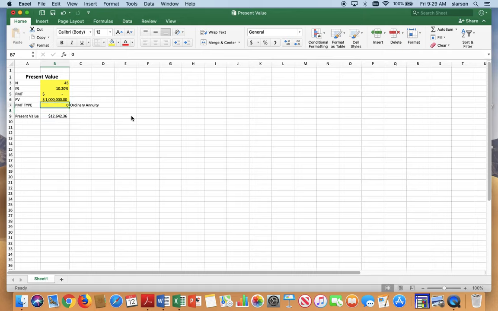Notice something here. So you would have to invest $12,642.36 today at 10.2%, and that would give you $1 million in 45 years. That's what we figured out. Notice here when payment is 0, it doesn't really matter whether this is an annuity or annuity due. The answer doesn't change, and that's because there are no payments.